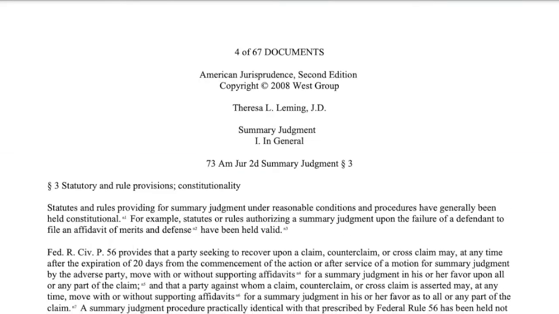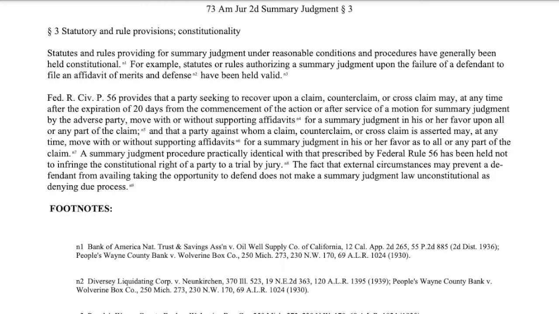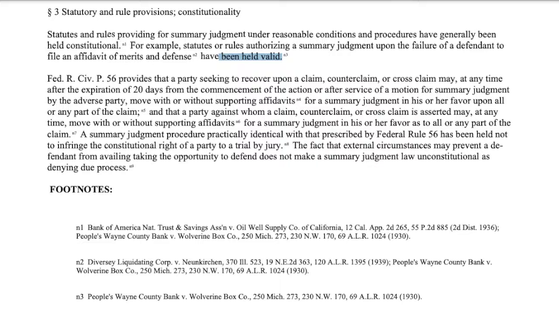Let's get on to Section 3 here, statutory and rule provisions, constitutionality. Statutes and rules providing for summary judgment under reasonable conditions and procedures have generally been held constitutional. For example, statutes or rules authorizing a summary judgment upon the failure of a defendant to file an affidavit of merits and defense have been held valid. That one was People's Wayne County Bank versus Wolverine Box Company, 1930.